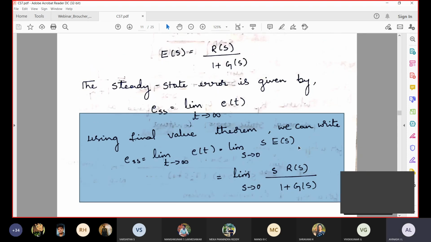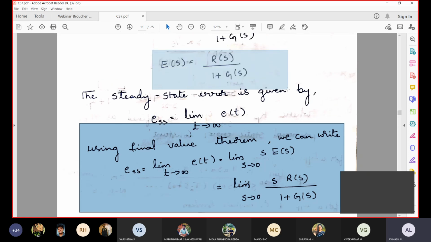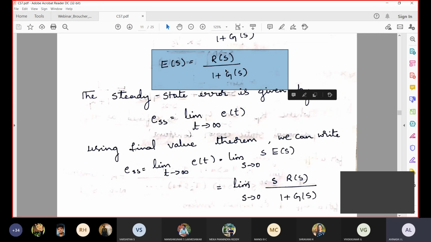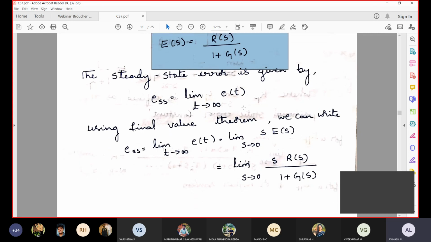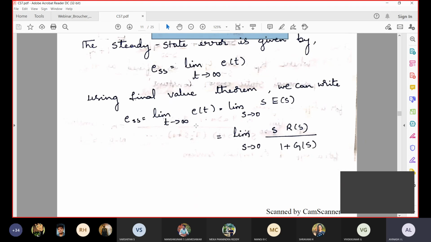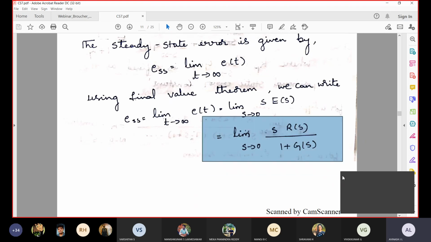Okay. So E of s value we know already. So what is the E of s value? Here you can write that E of s value is R of s divided by 1 plus G of s. So replace the value of R of s divided by 1 plus G of s here. So ESS will be equal to limit s tends to infinity of s into R of s divided by 1 plus G of s.